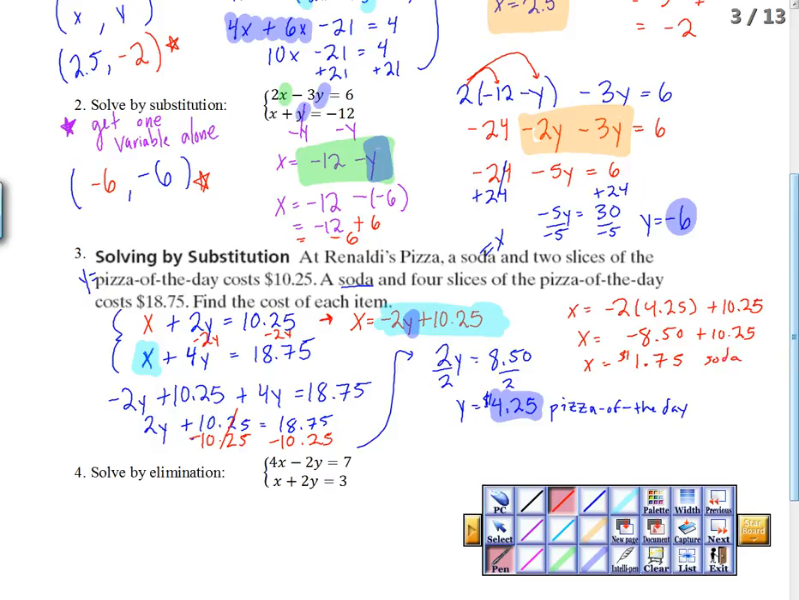So that is solving systems of equations by substitution. You have your homework problems already on the schedule that I handed out, so please reference that. Homework is on page 128, and I will see you all tomorrow.